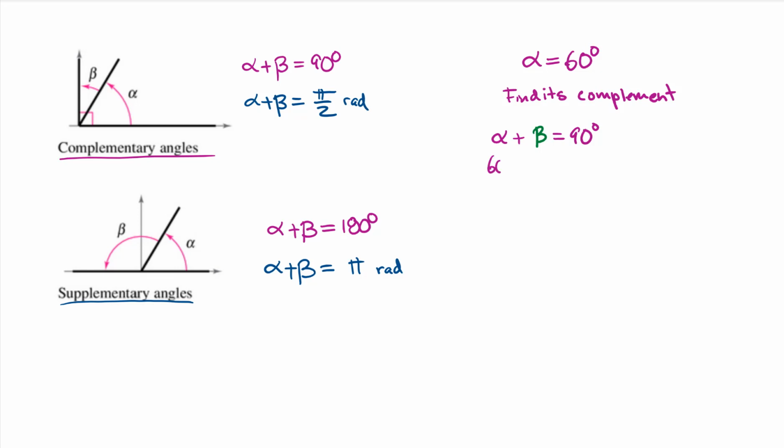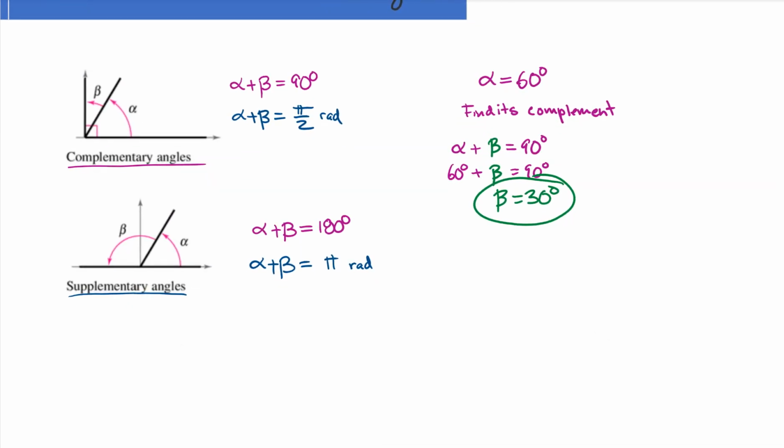Well, we know that alpha is 60 degrees. And then beta, 60 plus beta is equal to 90. Subtract it over and we're going to find out that our beta is equal to 30 degrees. So it appears that if you want to find the complement, it would just be 90 degrees minus whatever you were given at the beginning. And that's how you find something's complement. What's 90 minus 60 degrees? It's 30 degrees because 30 plus 60 equals 90.